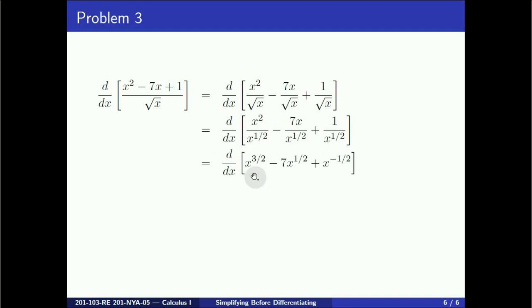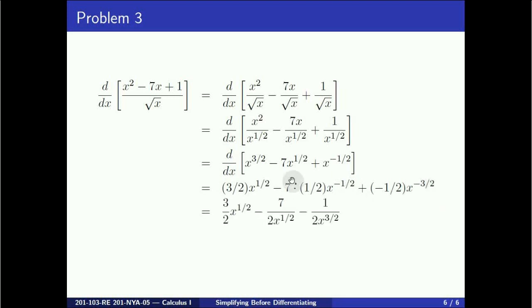Finally, we differentiate each term by applying the power rule. For instance, the first term, once differentiated, gives 3/2 x to the 1/2. I personally prefer not to have in my final answer negative powers of x, so any negative power of x gets sent in the denominator. Finally, I also prefer to write root of x instead of x to the 1/2. And overall, the derivative is 3 over 2 root x minus 7 over 2 root x minus 1 over 2x to the 3/2.